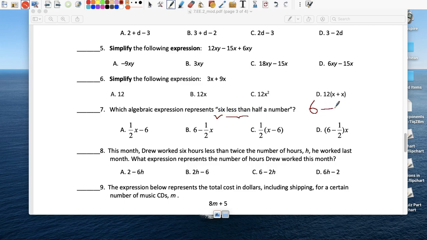Less than is subtraction, half of a number. Half of a number, I don't know. Less than is a turnaround word, so that actually becomes half x minus 6. And there we are.